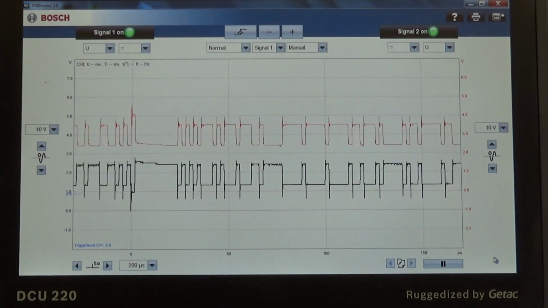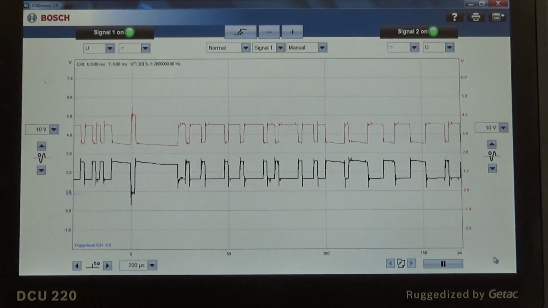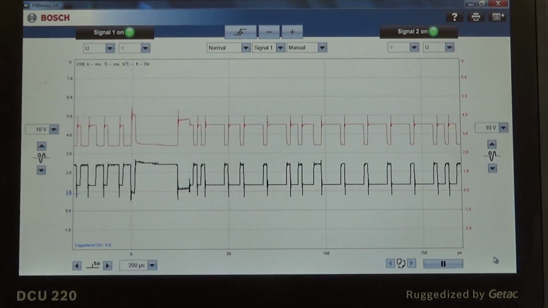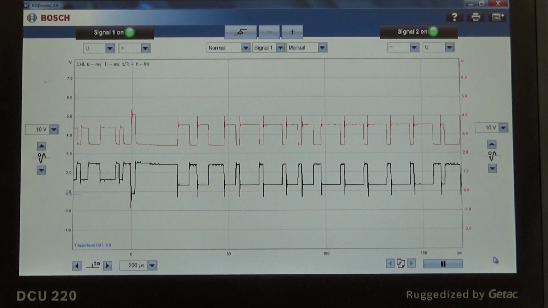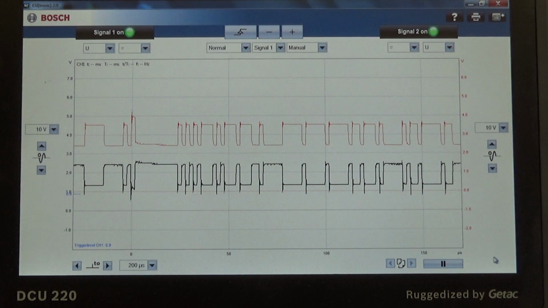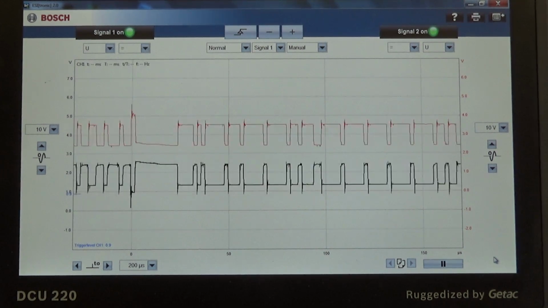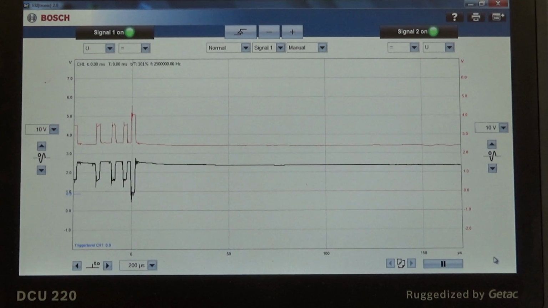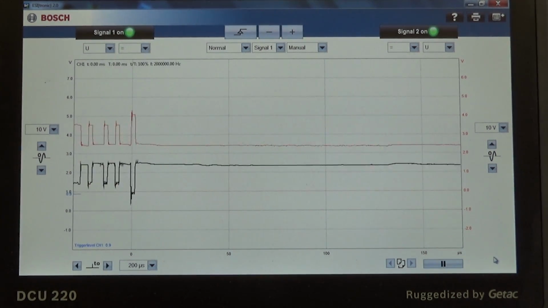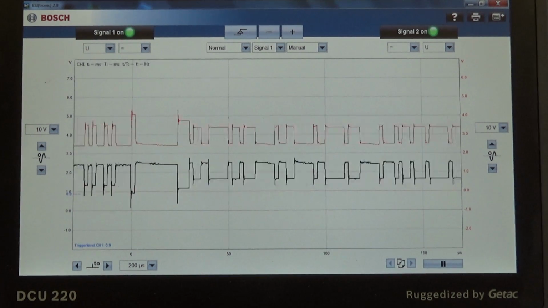And what I'm going to do now, I'm going to short it to battery positive, and let's see what happens there. So CAN high to battery positive. That froze because of the trigger. CAN low to battery positive. That froze. So let's just get rid of the trigger.